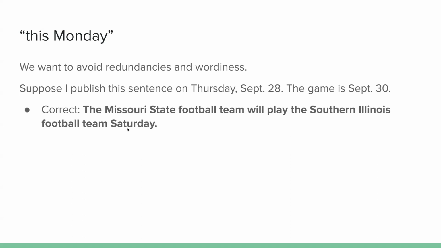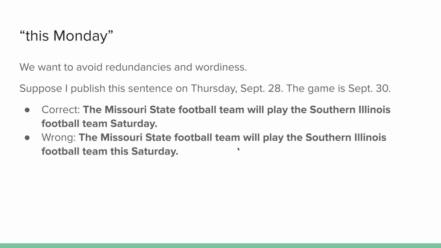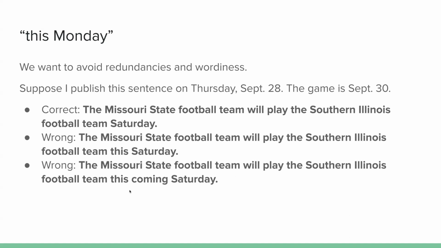Okay. Saturday. That's perfectly clear. We don't need any other words going along with this. We don't need to say we'll play the Southern Illinois football team this Saturday. Okay. This Saturday. We don't need to say they will play this coming Saturday, right? I realize people use these phrases in speech all the time, but in writing, we want to be as concise as we can. And the meaning is exactly the same if you take those things out.